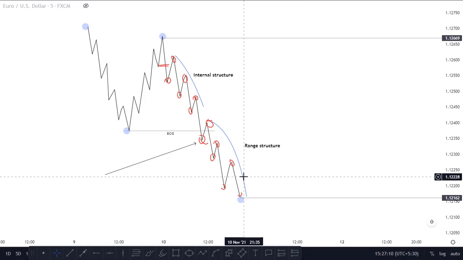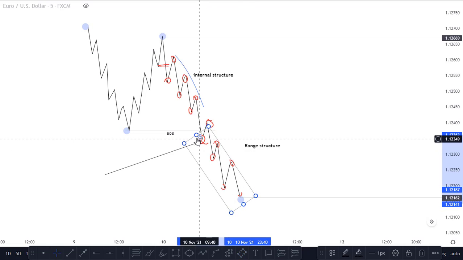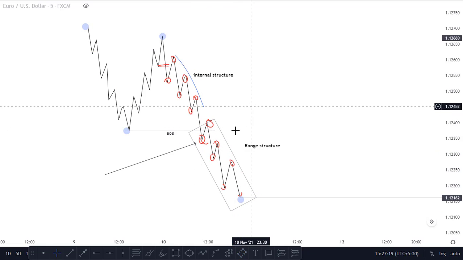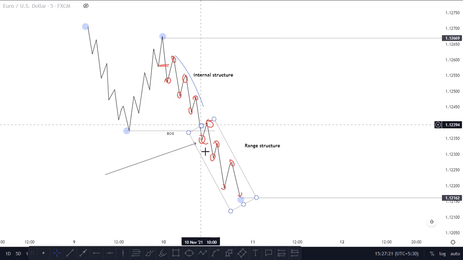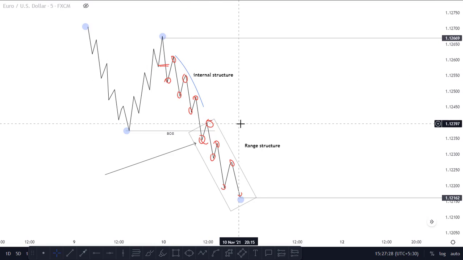So if you know this is the range structure, sometimes we add something like this to show the beginning of a range structure. This is a range structure. This is internal structure.